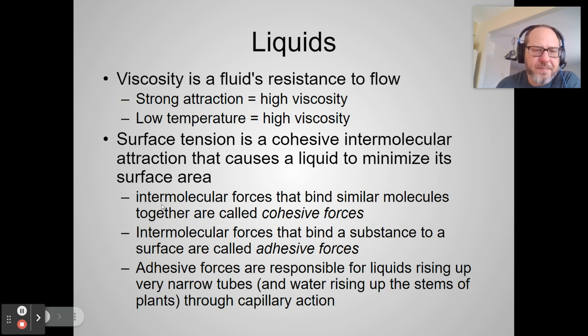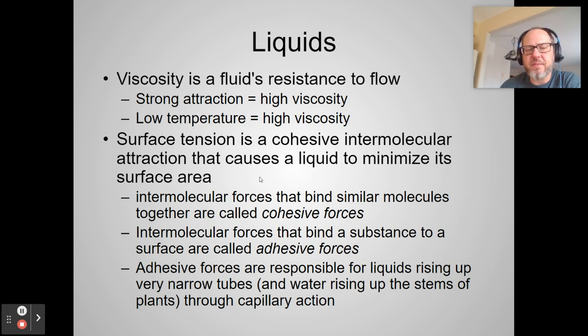Then you have surface tension. Surface tension is a cohesive intermolecular attraction that causes the liquid to minimize the surface area. So it means that they stick together, right? Caused by cohesive forces. So the molecules want to stick to each other, right? And when they stick to each other, it causes the liquid to have lots of surface tension. So it's hard to break that surface tension.